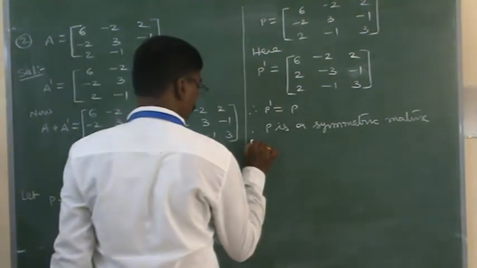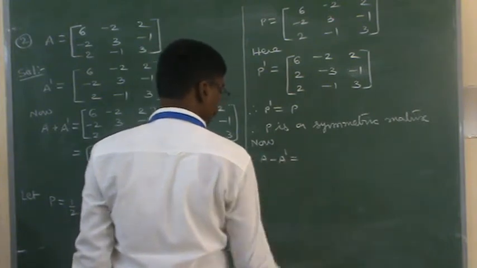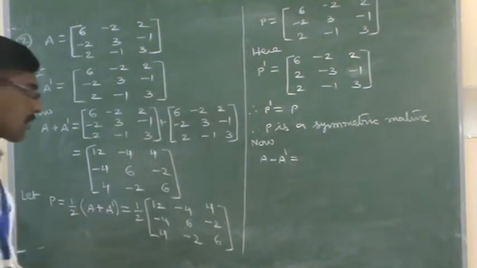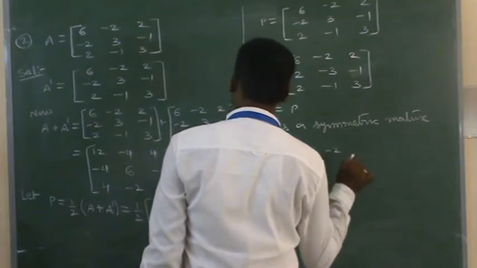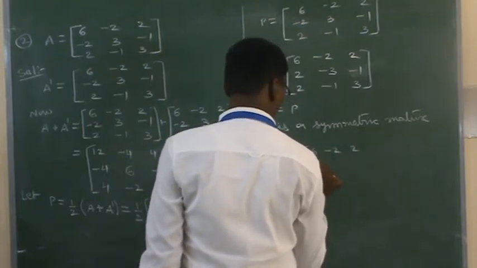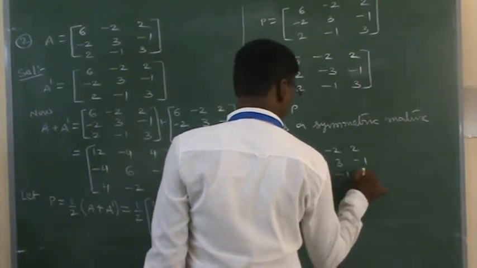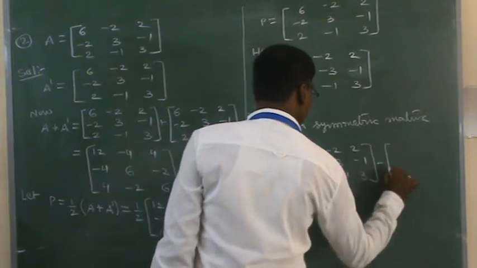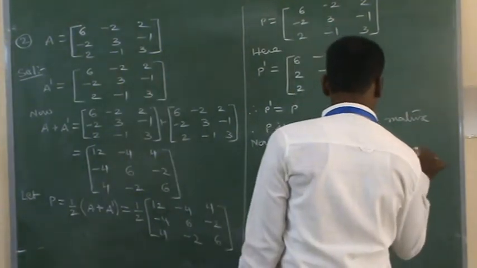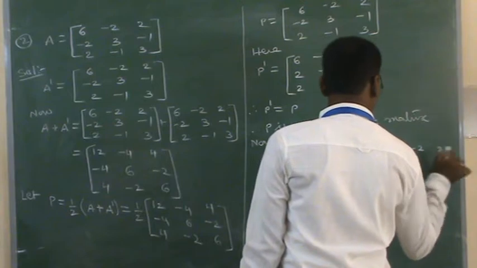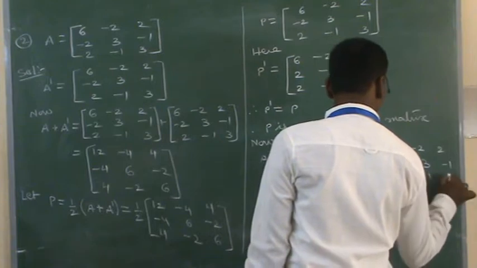Now find the value of A minus transpose of A. What is matrix A? 6, minus 2, 2; minus 2, 3, minus 1; 2, minus 1, 3, minus. What is transpose of A? Transpose of A also gives the same answer: 6, minus 2, 2; minus 2, 3, minus 1; 2, minus 1, 3.